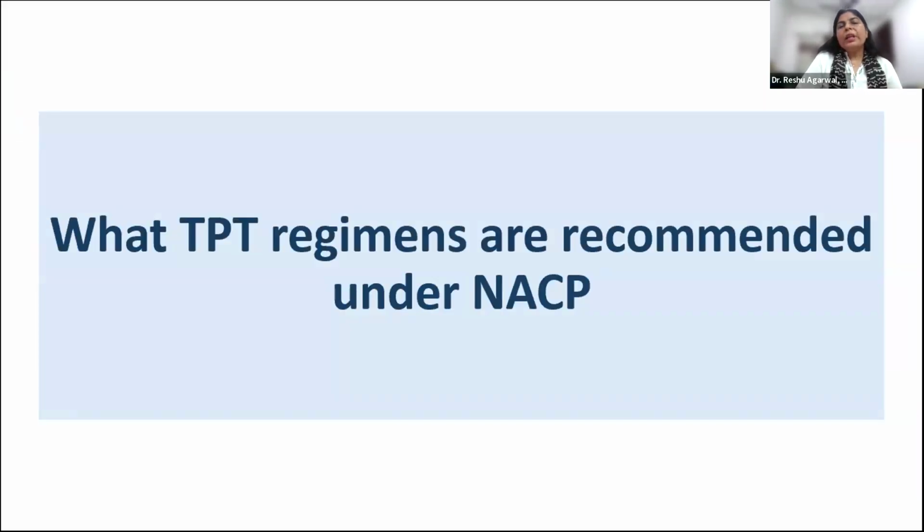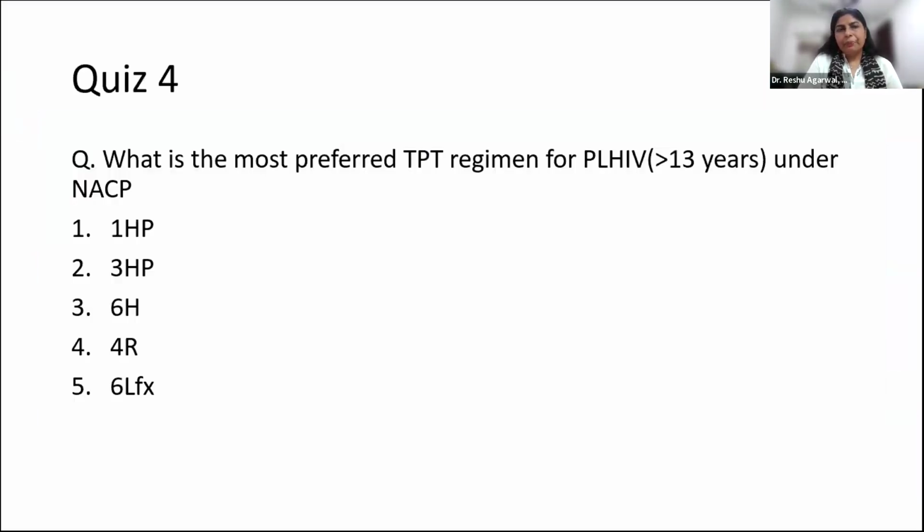Now coming to what TPT regimens are recommended under NACP for the PLHIV. We have a quiz question here. What is the most preferred TPT regimen for PLHIV more than 13 years under NACP? 1 HP, that means 1 month of INH and rifapentine, 3 months of INH and rifapentine, 6 months of isoniazid or IPT, what you used to call earlier, or 4 months of rifampicin or 6 months of levofloxacin.